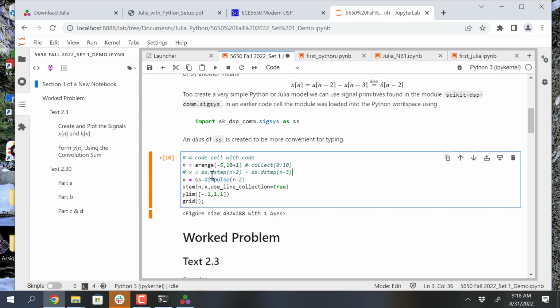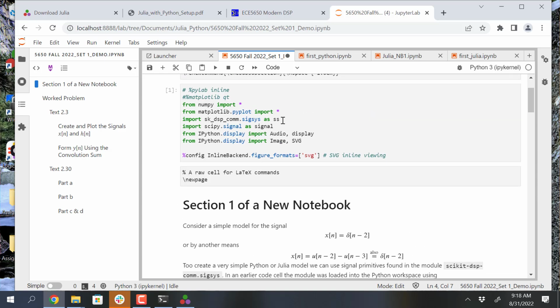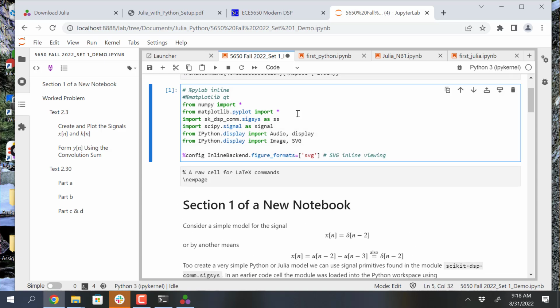But now I'm going to take advantage of functions that I have in my library, and if I space away from the SS, and the SS is an alias for the full name of SigSys, so I've just imported it and given it an alias.